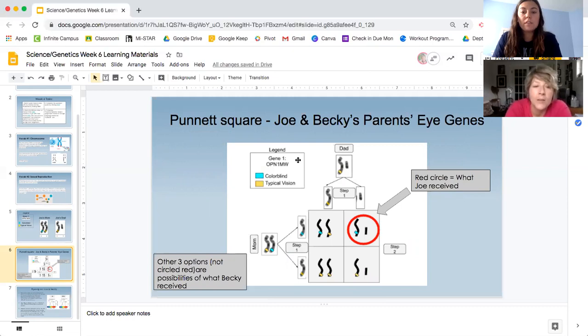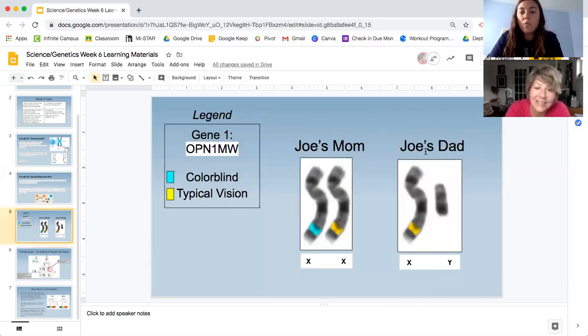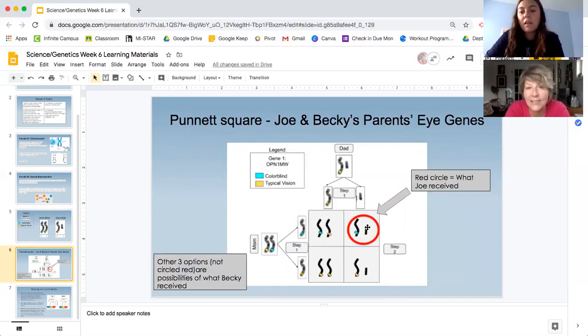Yeah, so this is the Punnett square, like we looked at last week. This looks complicated, but we're going to walk through it. This is the Punnett square for Joe and Becky's parents' eye gene, the gene in their eye, OPN1MW, a very interesting name for it. We have dad up here and we have mom over here. All they did was take what we know their chromosomes to be and put them on each side of the Punnett square.